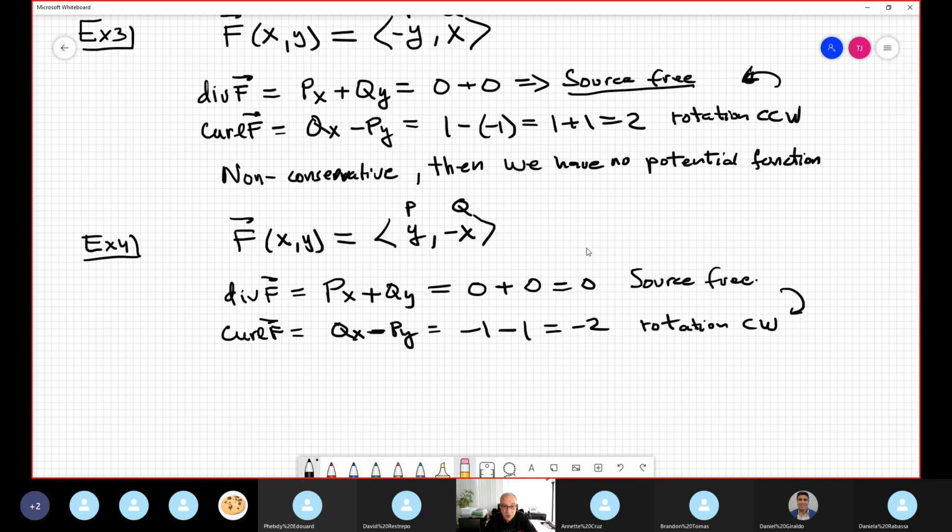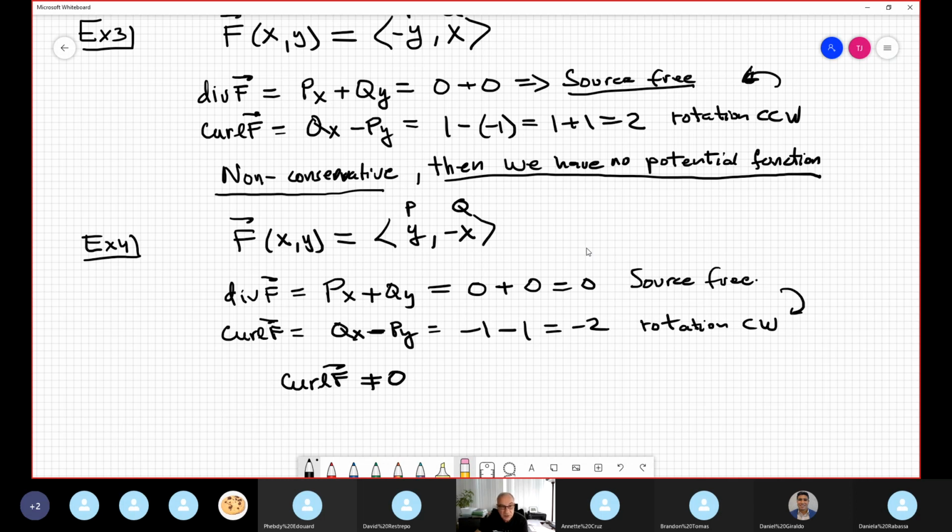Again, when the curl is not 0, then it's non-conservative, and we have no potential function. So the fantastic way to determine if a vector field is conservative or not is to compute the curl. If the curl is 0, it's conservative, and we can find the potential function using the anti-gradient operator.